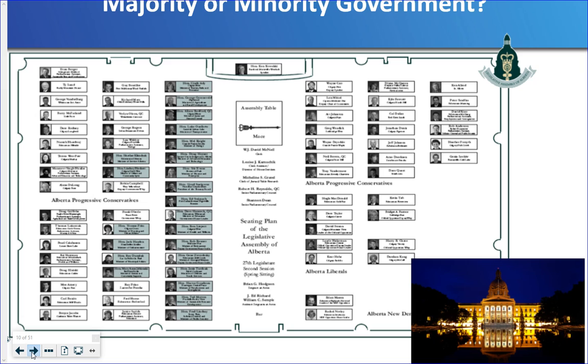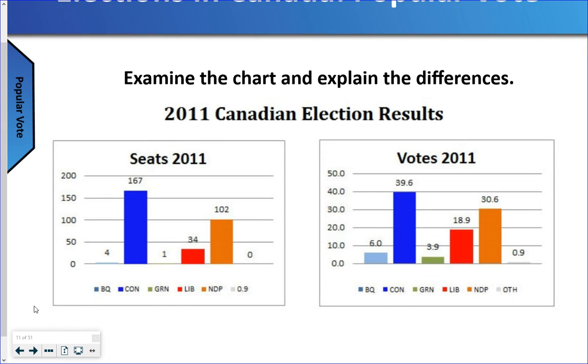All right. One of the issues about our Canadian political system is the disproportionate statistics between the number of seats that a party will win and the percentage of votes that they received. So, for example, in 2011, the Conservatives received about 60% of the seats. However, they only gained about 40% of the votes. And you see that time and time again.